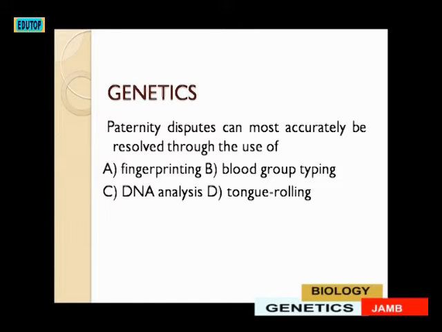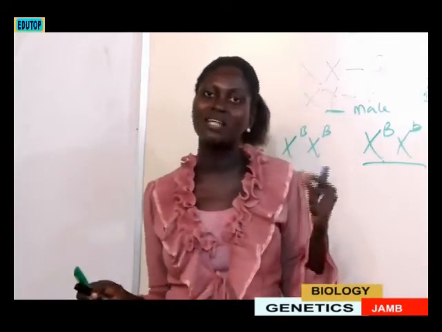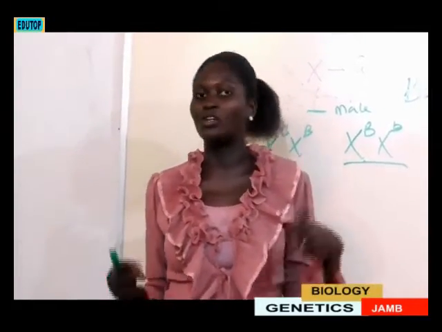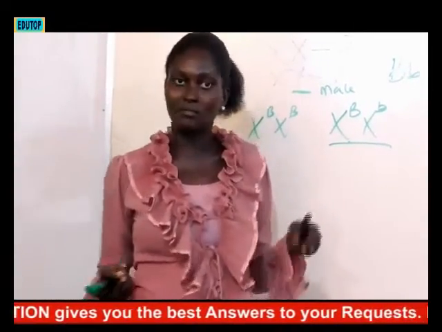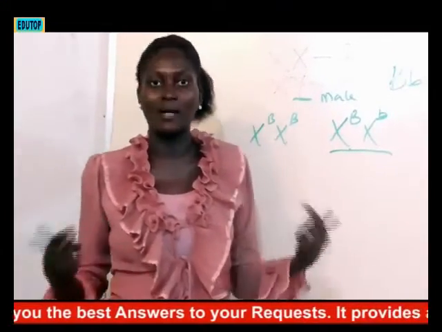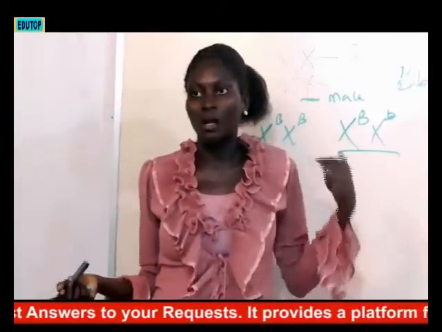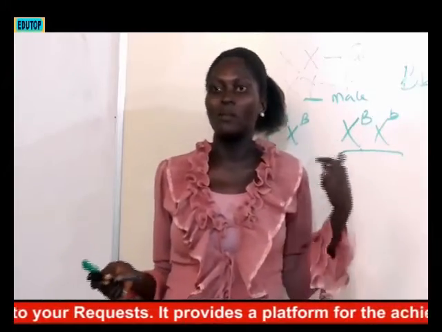A, B, and D. Fingerprint is unique to everybody. There is no other person that has a fingerprint like yours. It's very unique to you. So you can't use that to determine who the father of the child is, because my father's fingerprint is different from mine. Blood group typing. Well, my parents might have the same blood group, so you cannot use blood group to determine who the father of the child is. Tongue rolling. Some people can roll their tongue while others cannot. So that is also not a criterion to be used to determine the paternity of the child.